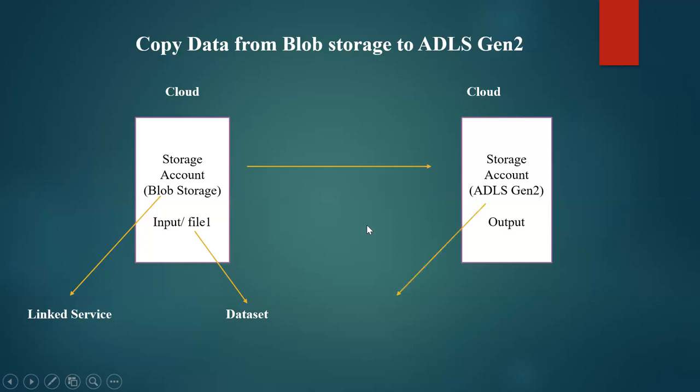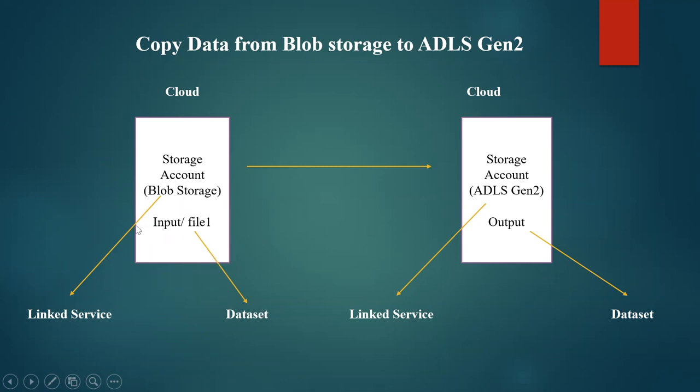In the same way, on the destination side, we have a different storage account, ADLS Gen2. To create a connection to ADLS Gen2, we'll create one more linked service here. And then, where you want to place the data, I want to place the data in the output folder. To access the output folder, we'll create a dataset. So the very first thing we need to do is create a linked service for both Blob Storage and ADLS Gen2. Then, with the help of the linked service, we can access whatever data, folders or files we have inside the storage account by using datasets.